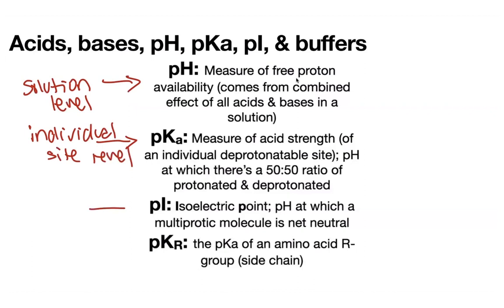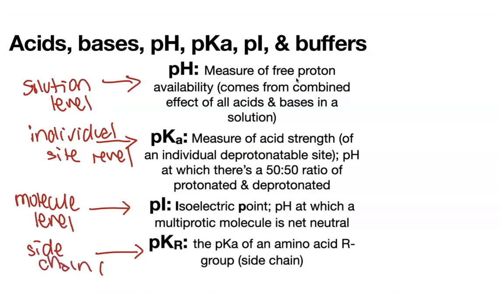Then we have the pI, which is going to be telling us about the molecular level. So we can have a molecule with multiple acid sites, such as a protein, and this is going to have a pI. And then we can talk about a pKr, which is just the pKa of an amino acid side chain or R group. Now remember, not all of them are going to have one, but some will.